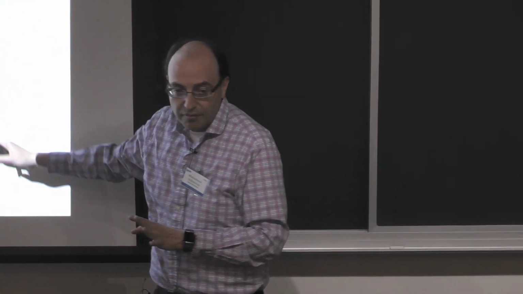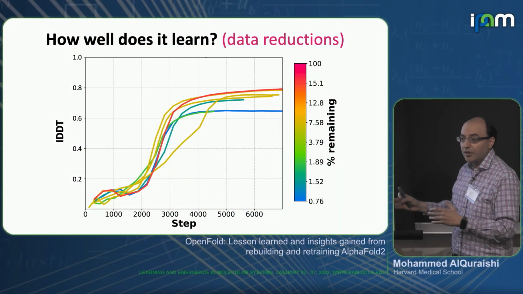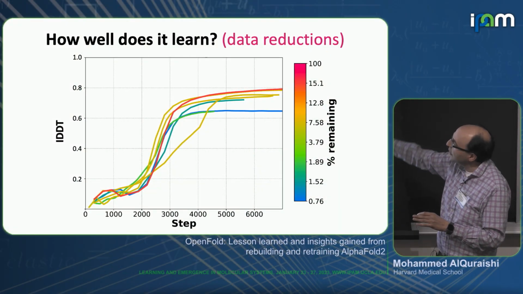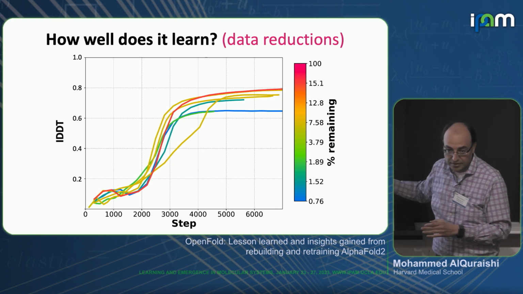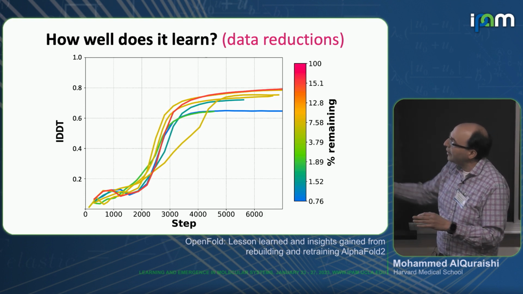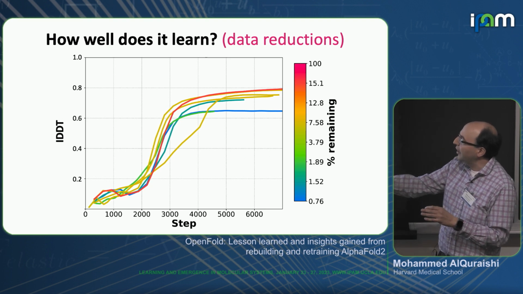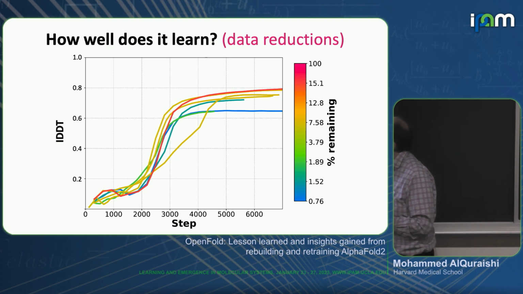The first set of experiments we did in this case didn't even structurally stratify things, but just asked, what if we had less data? How well can we learn if we just randomly split the PDB? So the colors here correspond to different reductions of the data set in a random fashion. And the rest of it is the same. IDT is a measure of accuracy, and the step is just how long we've trained the model for.